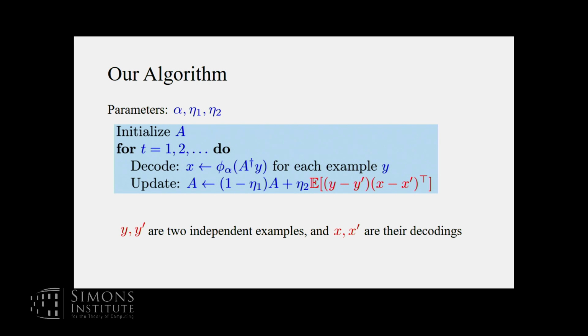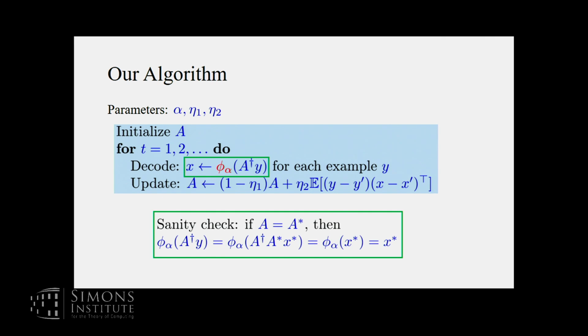Okay, so this completes the specification of our algorithm. Now let's do some sanity check. Suppose we have the ground truth. What would happen? Let's first check the decoding. If you plug in the pseudo-inverse, it just cancels out the ground truth, and then you get X star. Because it's non-negative, ReLU doesn't do anything. So you get the ground truth, X star.